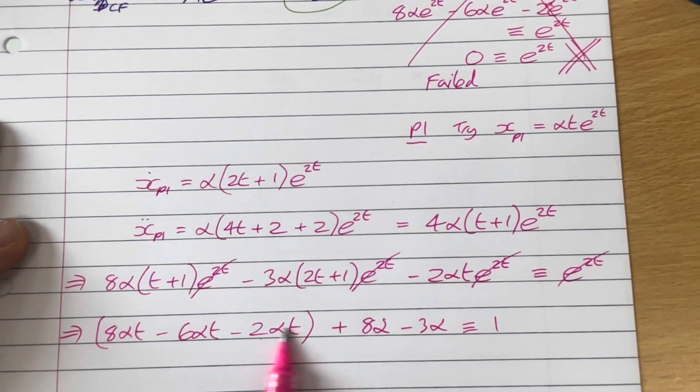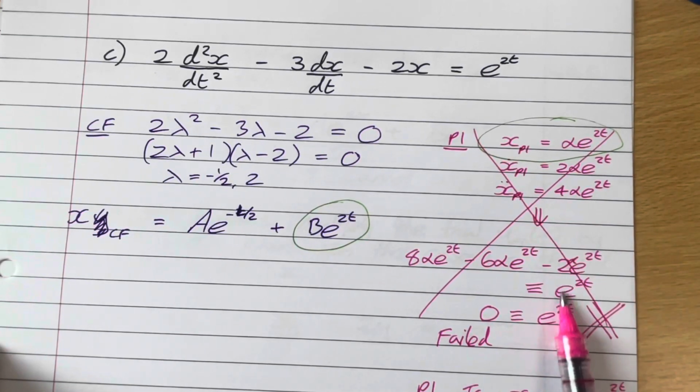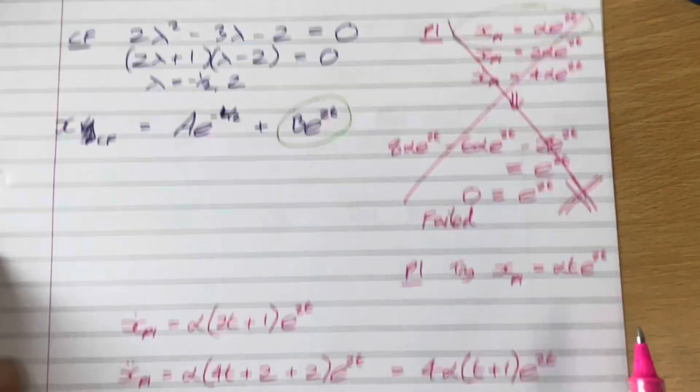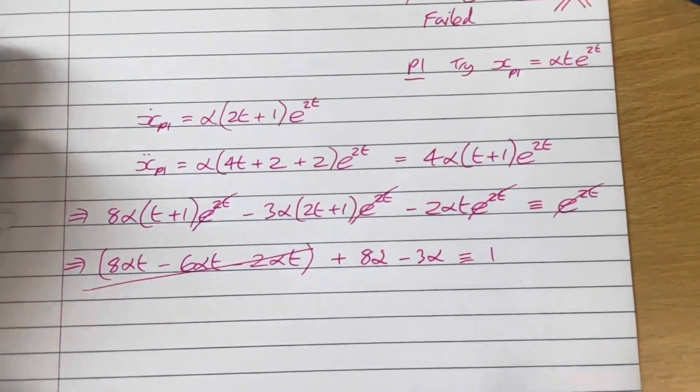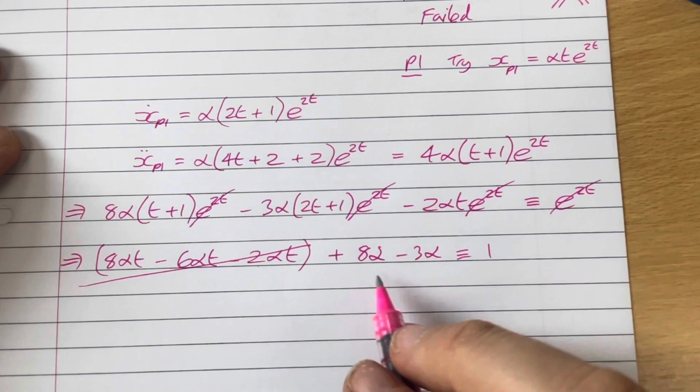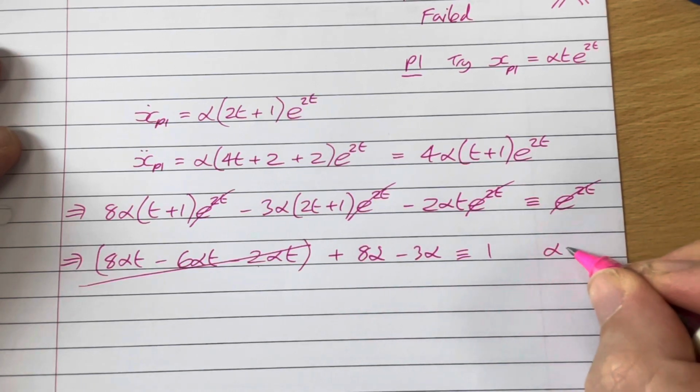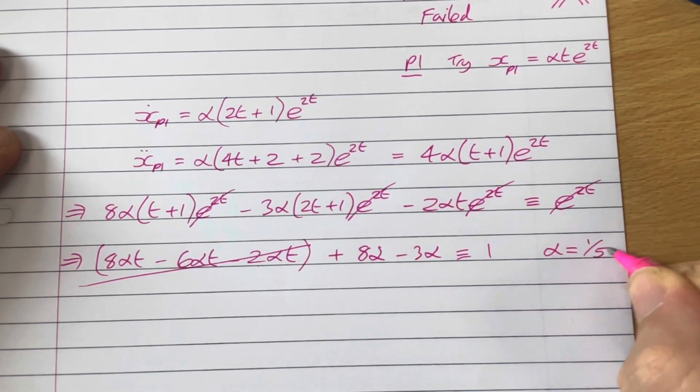We can see that this does indeed cancel. So 8 minus 6 minus 2 is 0. That's actually what I had up here, wasn't it? So that disappears, and I'm left with this. So I get 5 alpha is 1. Therefore, alpha must be a fifth.